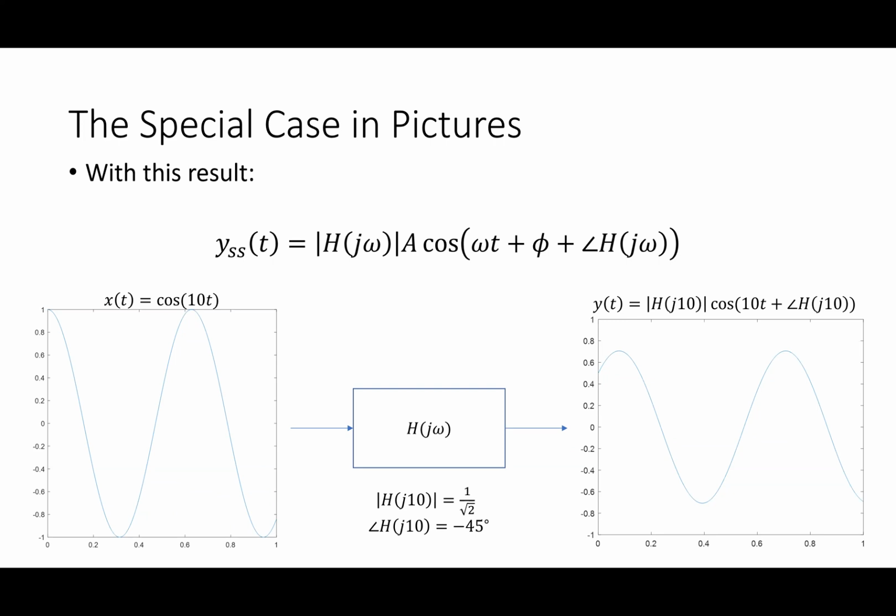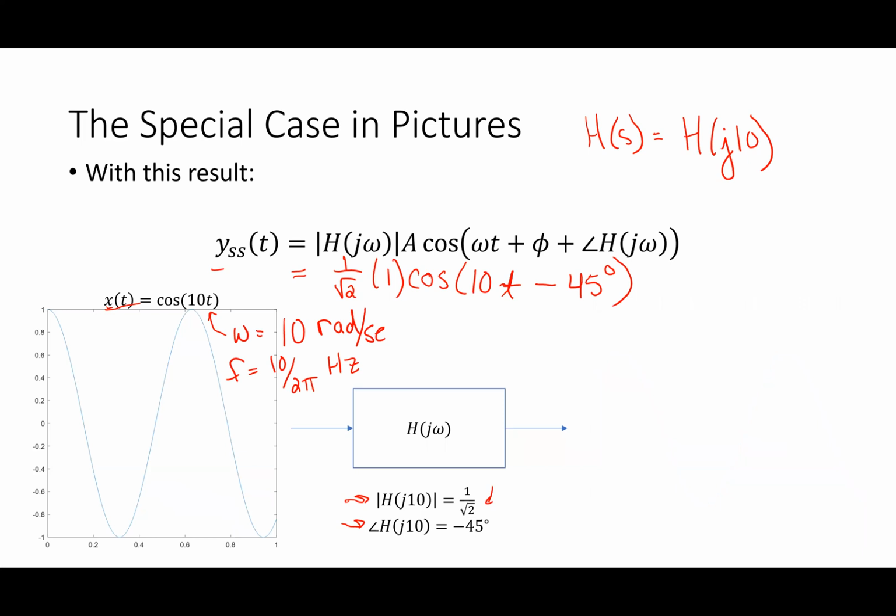Was phi 0 because there was no phi in the input? Just to be clear, my input x of t is cosine 10t. There's no angle there, so that's phi. So for this input, I've got A equal to 1 and phi equal to 0.